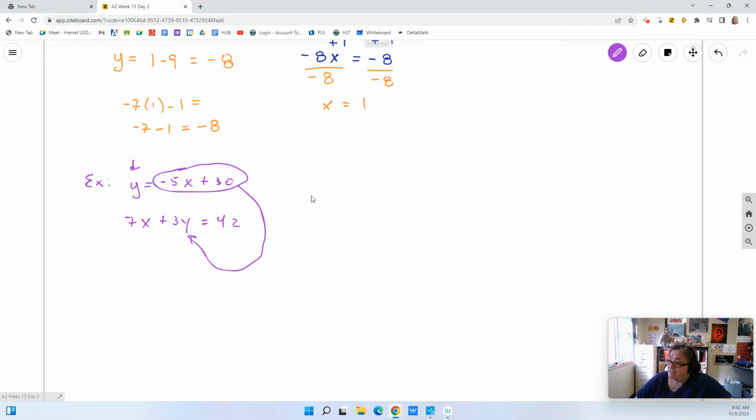So I can take this 7x plus 3y problem, and where the y is, I'm going to plug in negative 5x plus 30, equals 42. And now I can solve this problem for x because I don't have any more y variables in the equation. So I'm going to start by doing my distribution. I'm going to leave this 7x, and I'm going to go 3 times negative 5x. Well, that's negative 15x, oops.